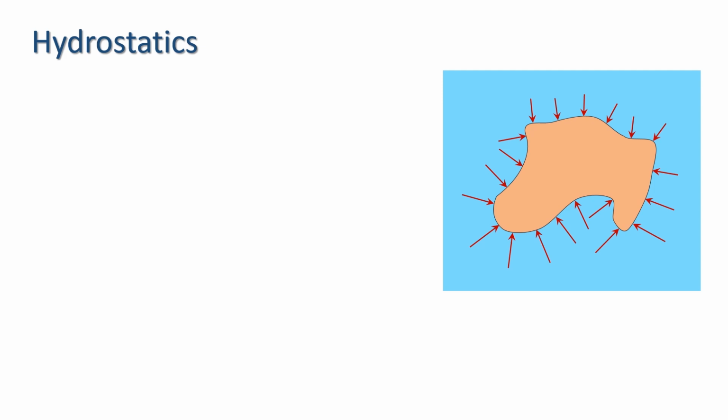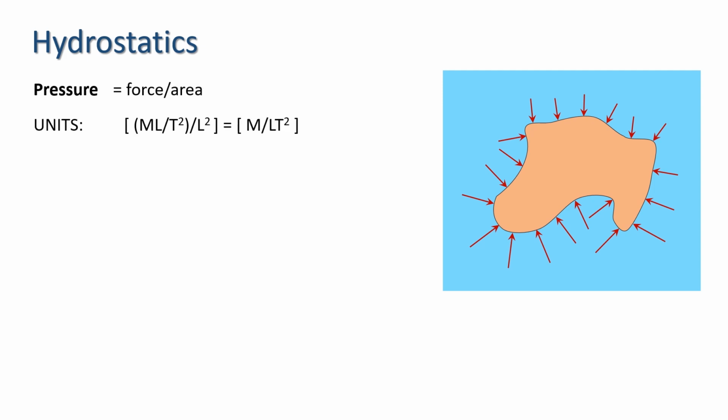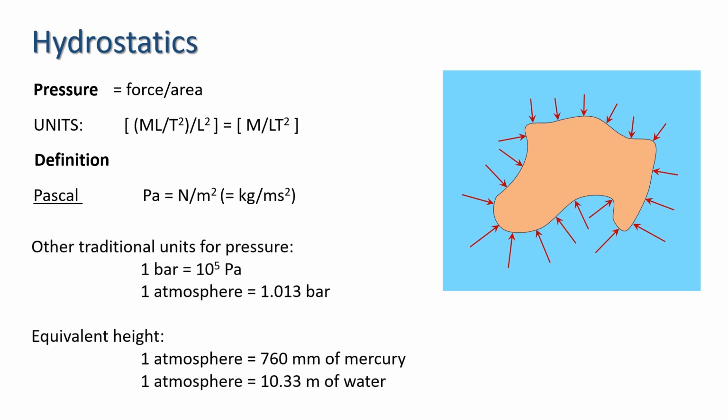Before we derive the fundamental equation of hydrostatics, we need a couple of definitions. First, we have the notion of pressure, which is defined as force per unit area. The SI unit for pressure is the Pascal, where 1 Pascal equals 1 Newton per metre squared. Two other units are routinely used for pressure, the bar and the atmosphere. 1 bar is 10^5 pascals, and 1 atmosphere is 1.013 bar. The atmospheric pressure at sea level is equal to 1 atmosphere.